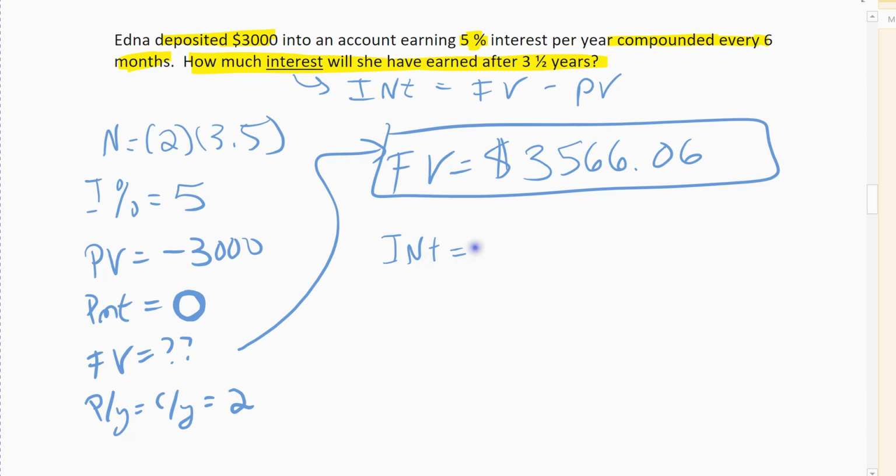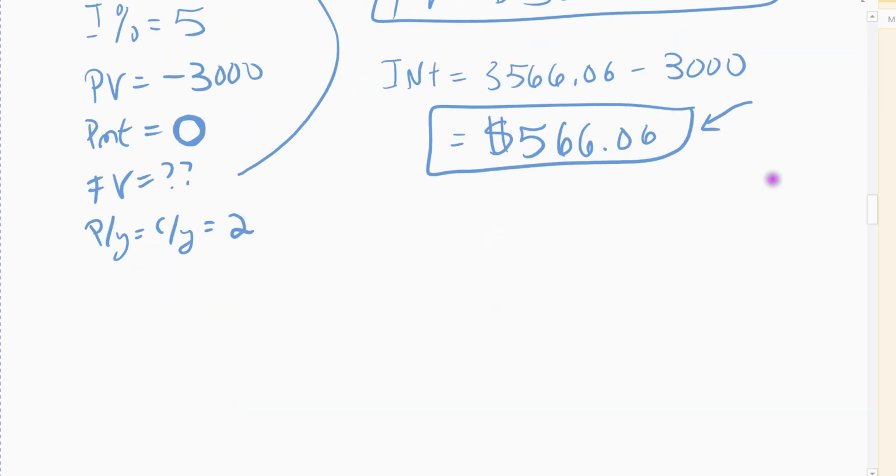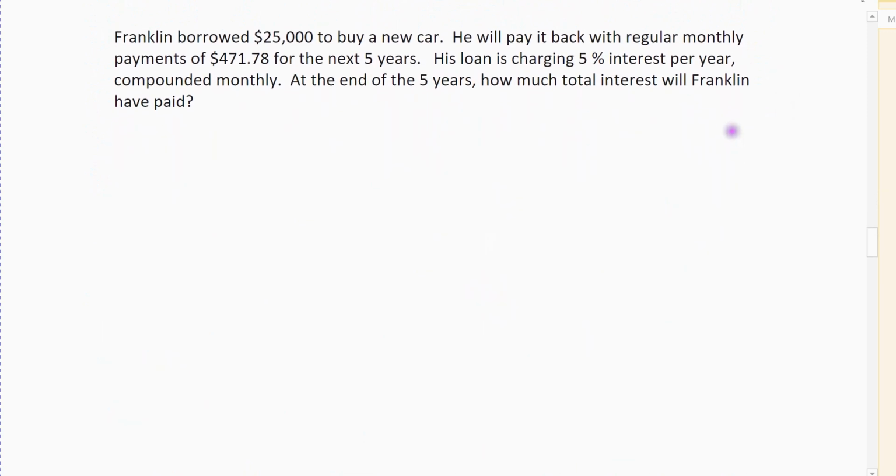We want to know how much extra, and so to figure out interest, you have to do one more step. You have to take that future value minus the amount she invested, the present value, and so the answer would be $566.06. That's the answer. If you were solving this on the quiz and you put the future value in, it's wrong because you didn't answer the question. So make sure you're very careful reading these. It comes down to making sure you understand what you're asked to find and how you plug it into the calculator.